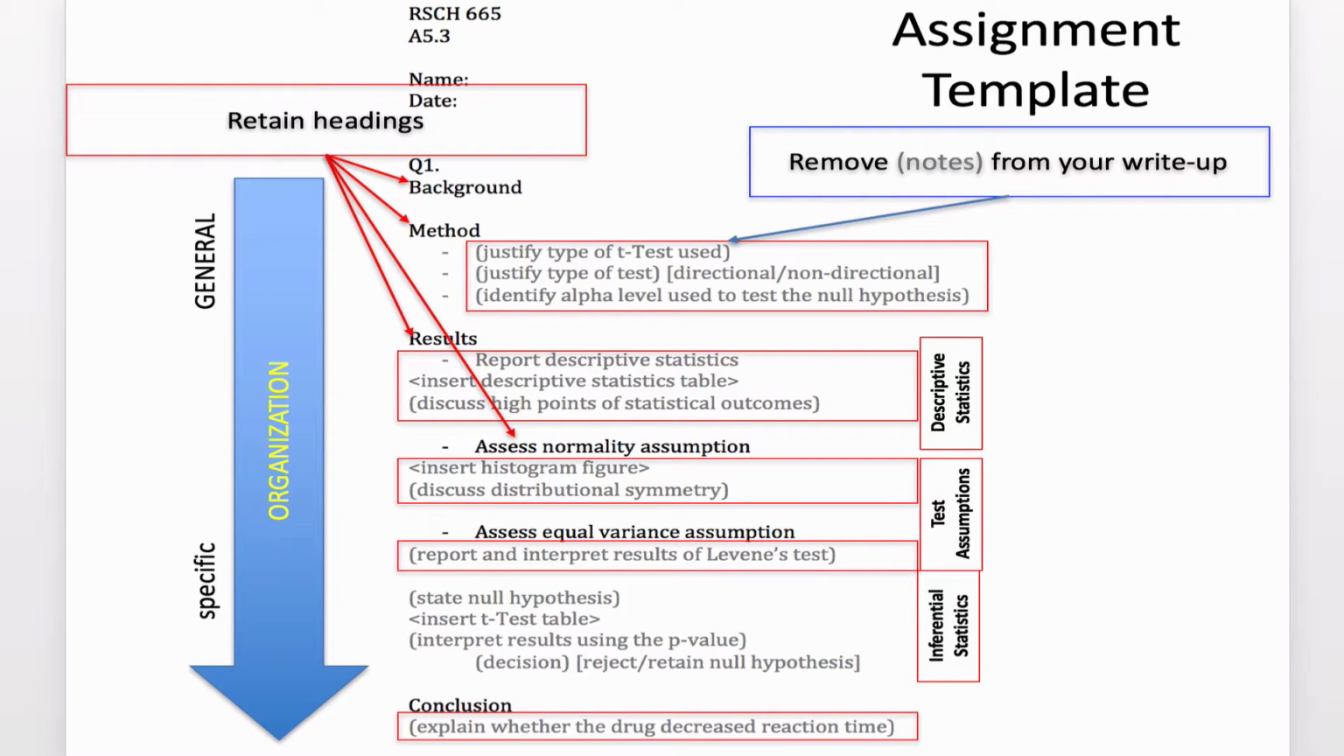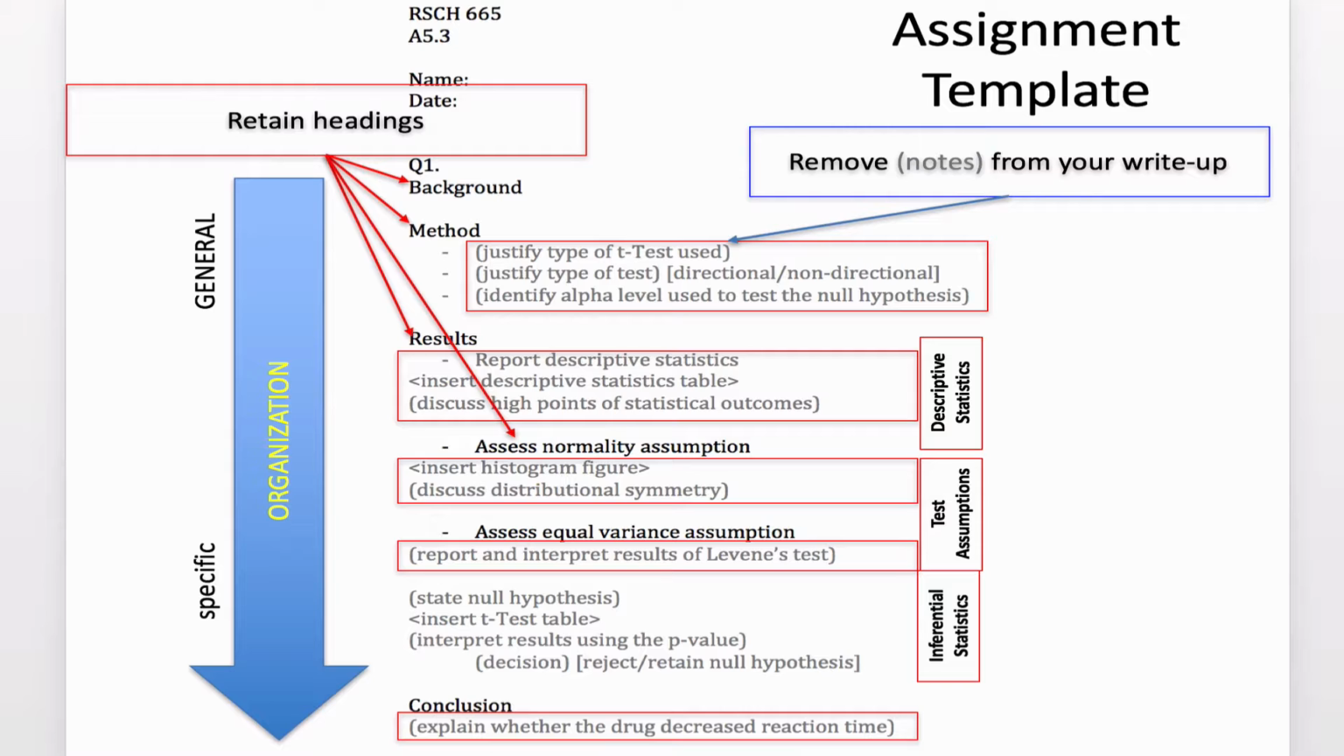Here's an example of the Assignment 5.3 template. You'll see that I have some major headings there: background, method, results, assess normality assumption, assess the equivariance assumption, and then your conclusions. You'll also see some notes that I have in there, and they appear to be bullet points, but I want you to write in a coherent prose paragraph, not in bulleted lists. These lists are just to ensure that you're capturing everything.